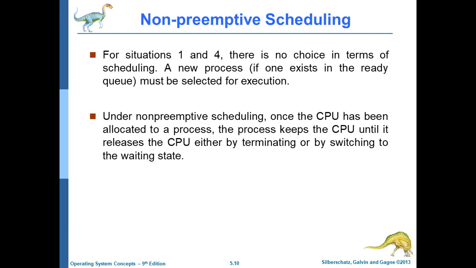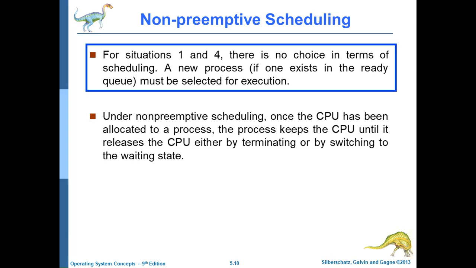We have already learned about the CPU scheduler. In this slide, we will discuss a specific type of scheduling algorithm, non-preemptive scheduling. Non-preemptive scheduling is different from preemptive scheduling in the way that it decides which process gets to use the CPU. The CPU scheduler does not have any choice in situations 1 and 4.